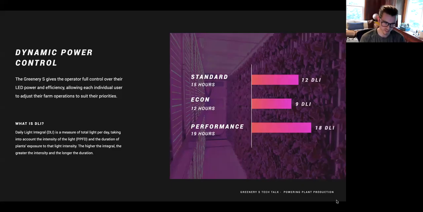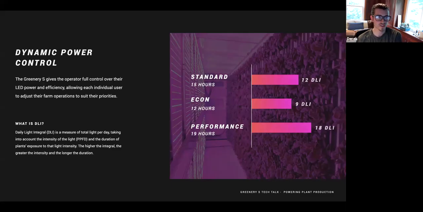Every crop is slightly different. That's definitely sort of the rule of thumb, at 350 micromoles per square meter per second. But depending on the crop, there is a chance that they're not able to even absorb that much light. So being able to dial them back for those specific crop types is important.